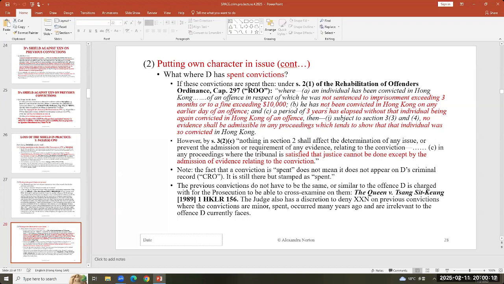However, there is an exception that it can be admitted in the interests of justice. Now, that exception would be rare because usually if the conviction is spent, it implies that it's minor. Therefore, it's not likely to be relevant. But where the spent conviction is for the same offense that the defendant is then charged with, or where the spent conviction is for an offense of dishonesty, so that goes to credibility, perhaps there is an argument that it is in the interest of justice for the spent conviction to be introduced if the defendant has lost his shield.